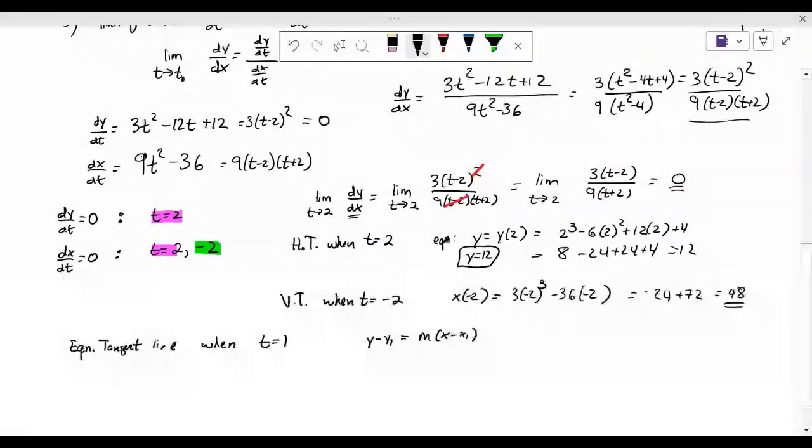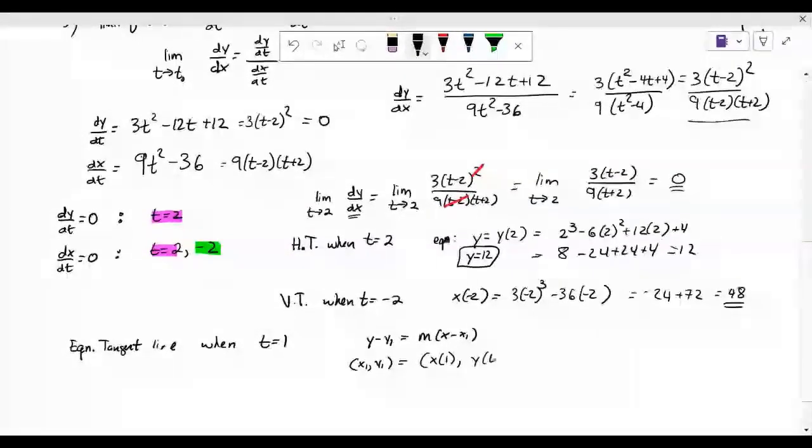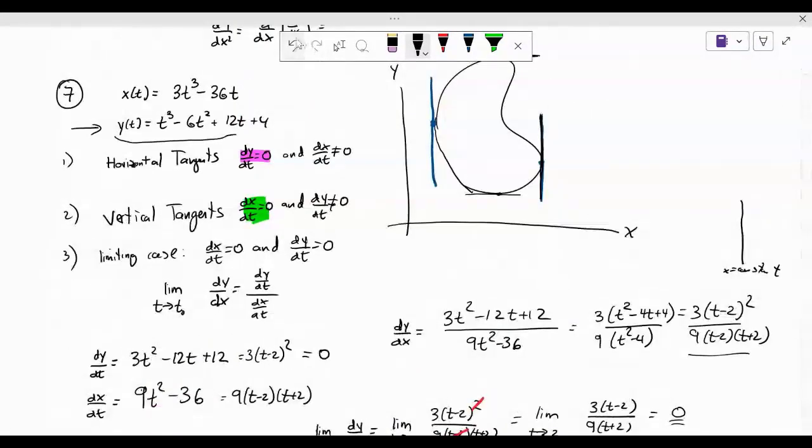And so we need to find a slope and we need to find a point at time equals 1, so to speak. So the point is easy, right? Because that's just what x is at t equals 1 and what y is at t equals 1. And we were given those equations, which I'm just going to copy and scoot over because I'm tired of scrolling.